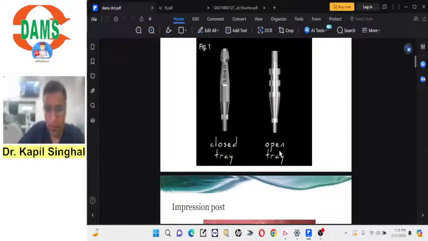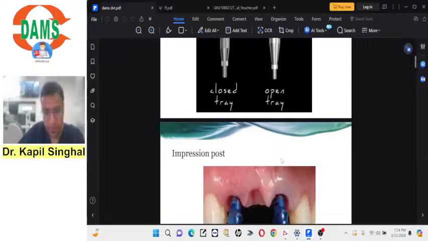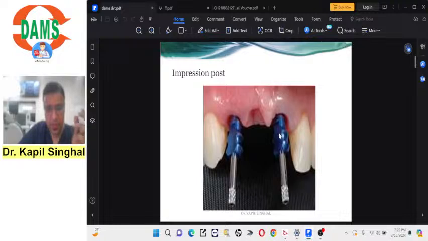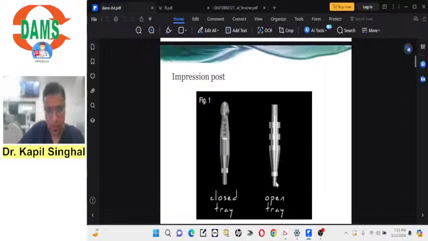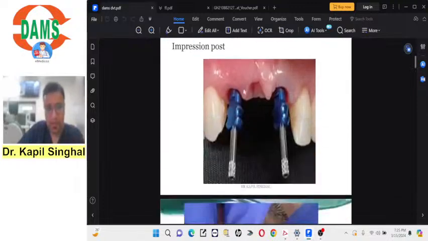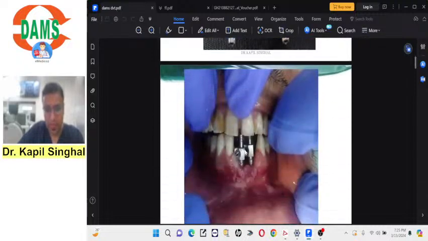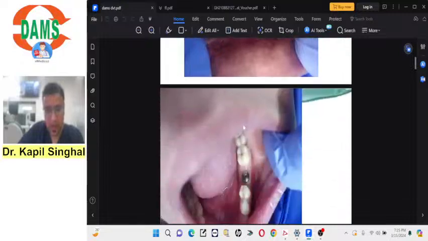First of all, let's discuss the open tray impression technique. In an open tray impression technique, the impression post is placed over the implant, and you can see this impression coping has a long screw. So how will you understand this? If they give you a picture, which is open tray or which is closed tray? Open tray has a long screw and the closed tray has a small screw. The open tray impression coping is placed over the implant like this.